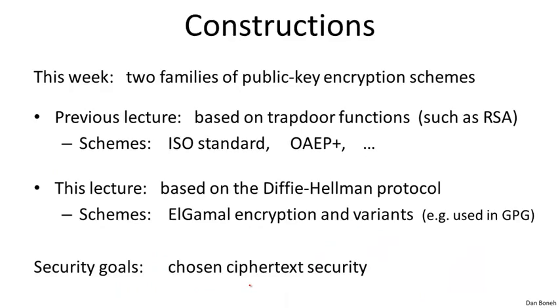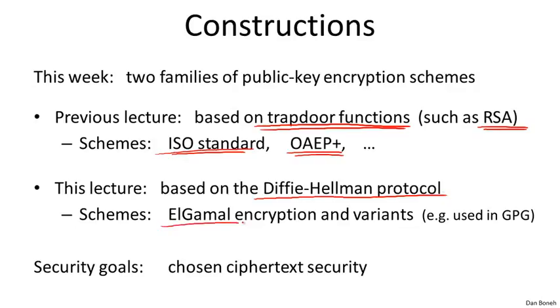So as I said in the previous lecture, we saw constructions for public key encryption based on trapdoor functions. In particular, we looked at RSA. We looked at the generic construction we call the ISO standard. We looked at constructions like OAEP+, and so on and so forth. In this lecture, we're going to look at public key constructions from the Diffie-Hellman protocol. This is another family of public key systems, and I'm going to show you how they work. These public key systems are generally called ElGamal public key encryption schemes.